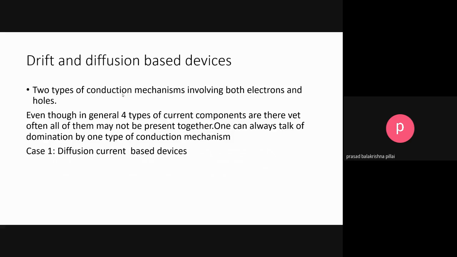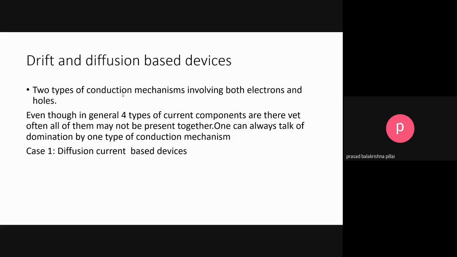But very often one of them will be dominating. It's not necessary that all the four components will be there. So very often we'll be neglecting the contribution due to the others. We might be dealing with one or two components only, either the drift current, diffusion current, or drift current due to electrons and things like that. All sort of simplification will come. But the most general case is four types of current components you can expect. So very often one talks of domination of one type of conduction mechanism.